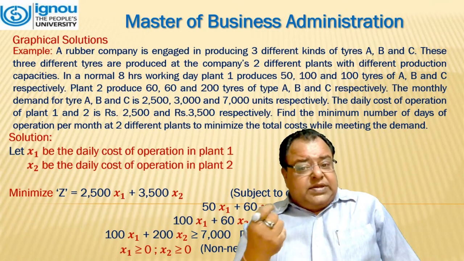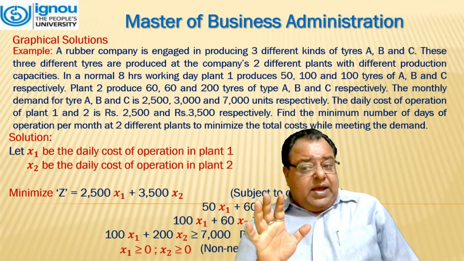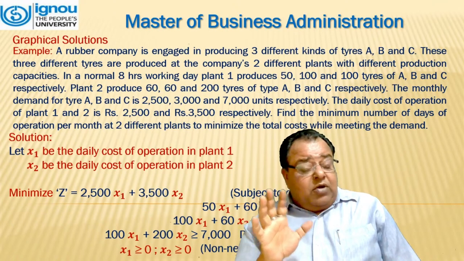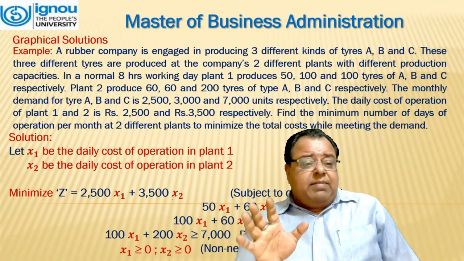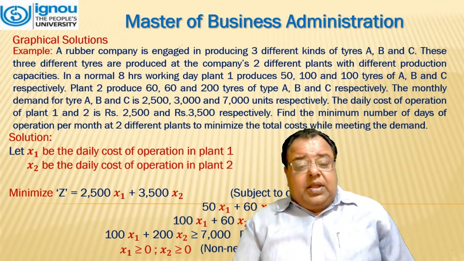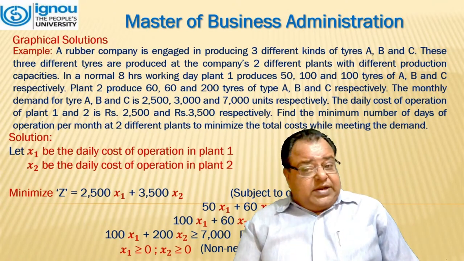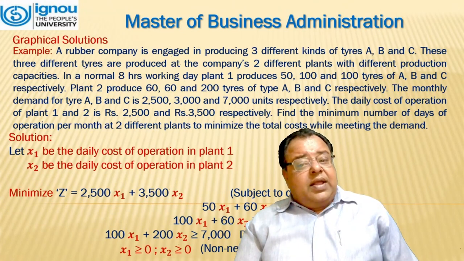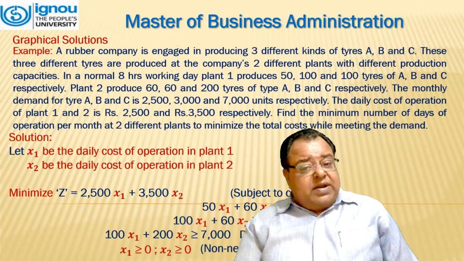Secondly, I'm not talking about the capacity or the monthly demand of the tires. I'm just talking about the left side of the equation. It is 50x1 plus 60x2. Second one will be 100x1 plus 60x2. And the third one will be 100x1 plus 200x2.